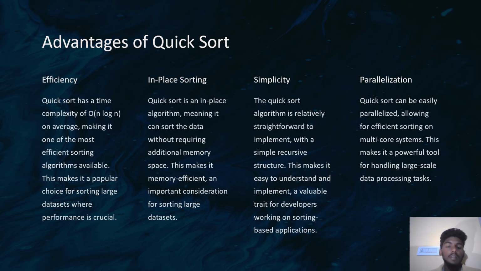Advantages of Quicksort. Effectiveness: Quicksort has a time complexity of O(n log n) on average, making it one of the most efficient sorting algorithms available. This makes it a popular choice for sorting larger data sets where performance is crucial. In-place sorting: Quicksort is an in-place algorithm, meaning it can sort the data without requiring additional memory space. This makes it memory efficient and an important consideration for sorting large data sets.